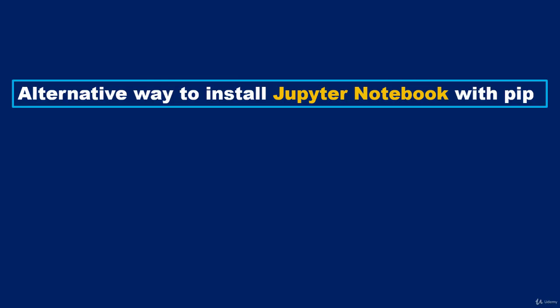Another way you can set up the Jupyter notebook is by using the Python package manager, which is known as pip. This is recommended only for the experienced Python users. So before you set up the Jupyter notebook using pip, you must make sure you already have Python installed, and then you need to make sure you have the most recent and updated version of the Python package manager, which is known as pip.